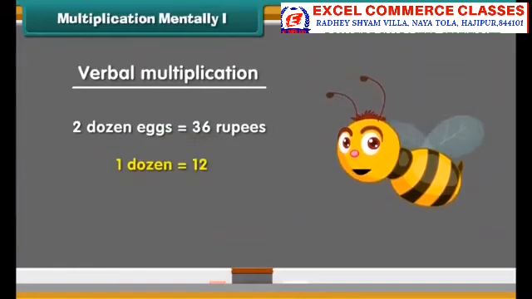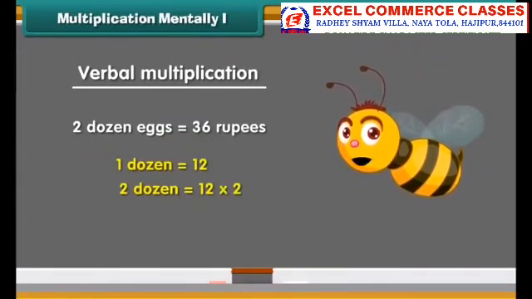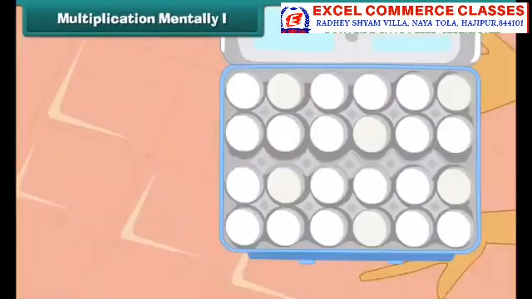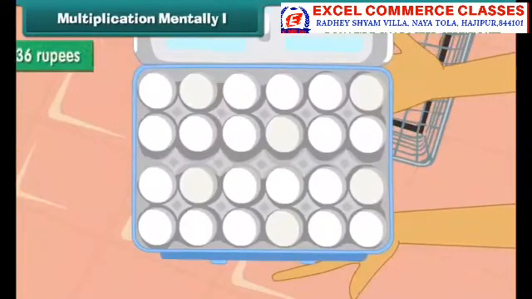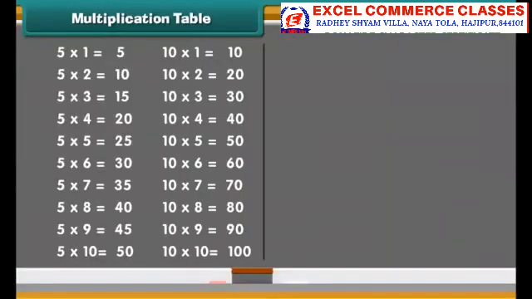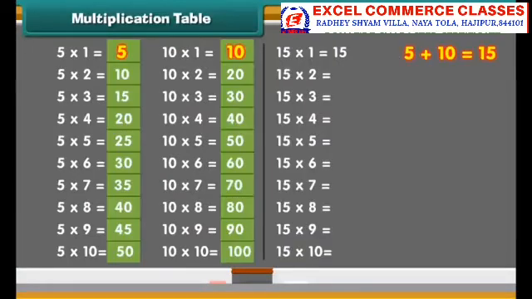Jennifer buys 2 dozens of eggs for 36 rupees. How many eggs did she buy? We know 1 dozen is equal to 12. Therefore, 2 dozen will be equal to 24. Thus, Jennifer bought 24 eggs for 36 rupees. Drag the right answer in the blanks.